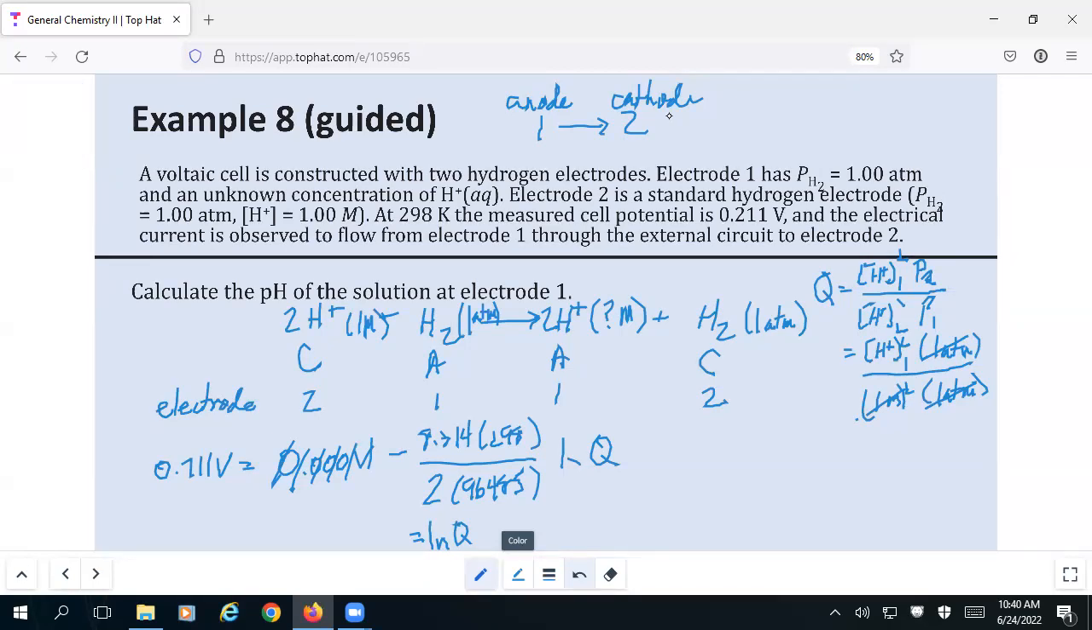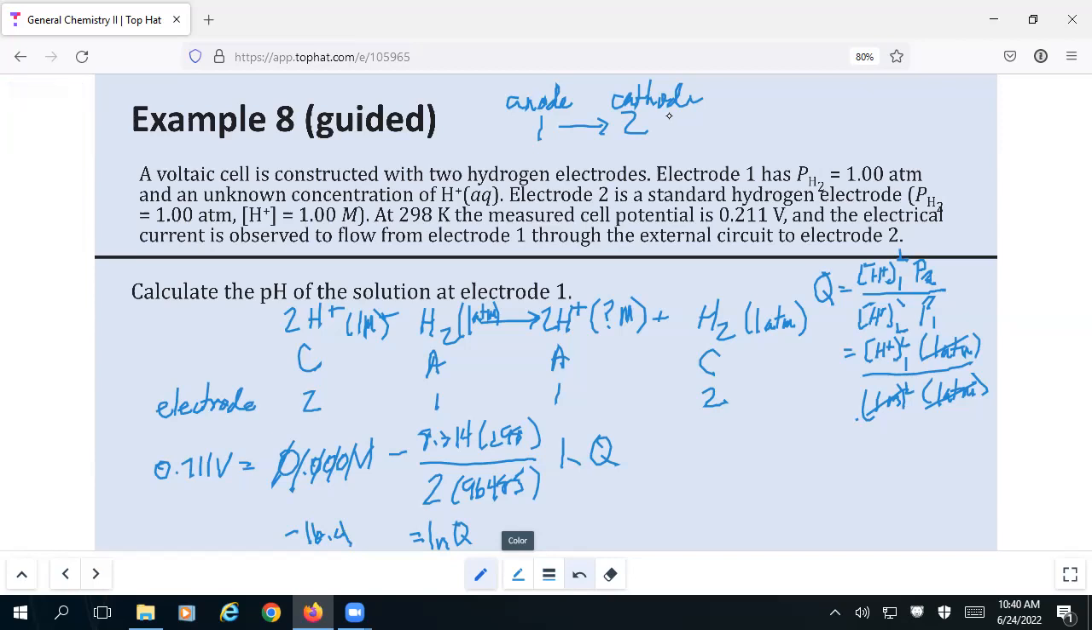0.211 volts is equal to negative 8.314 times 298 divided by 2 divided by 96,485, times the natural log of Q. So if I do my algebra here, 0.211 times 2 times 96,485 divided by negative 8.314 divided by 298, I get negative 16.4 as the natural log of Q.